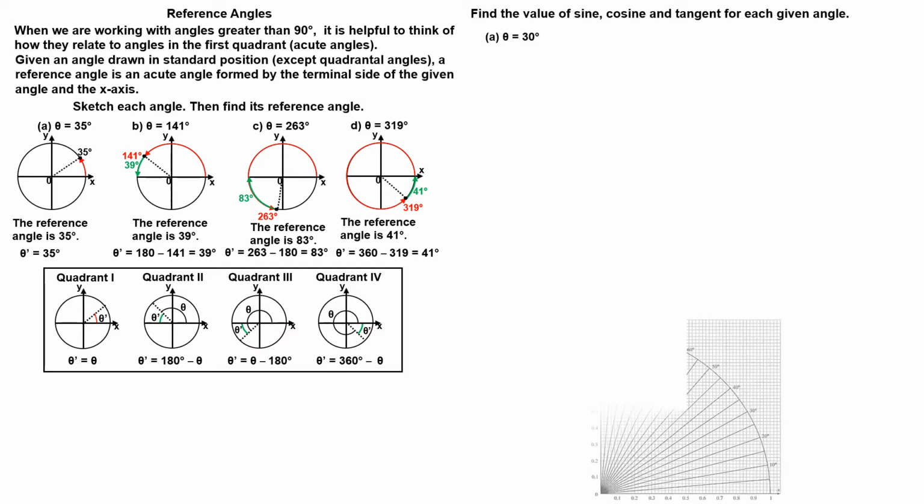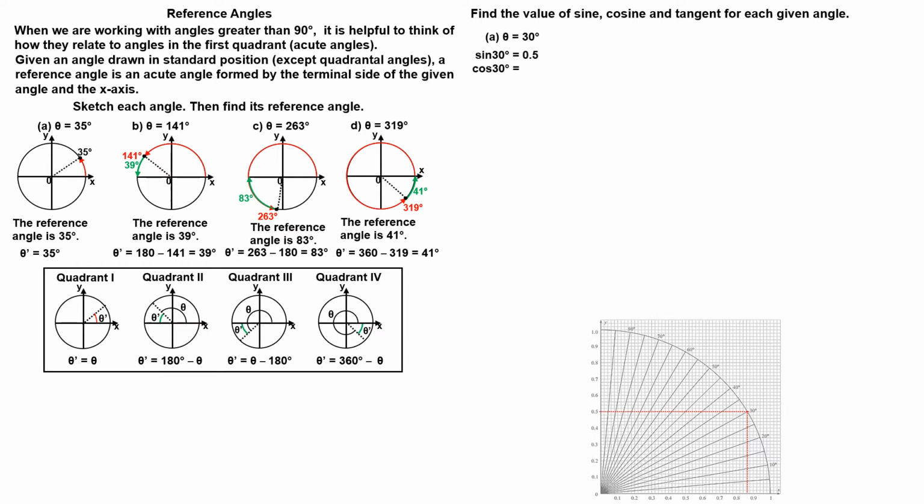The angle is in the first quadrant, so the reference angle is the angle itself. To find the cosine and sine of 30 degrees, we look at the chart below. The sine of 30 degrees is the y-coordinate, and the cosine of 30 degrees is the x-coordinate. Obviously, you could use your GDC.